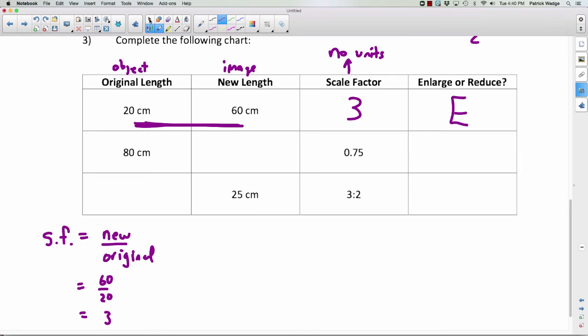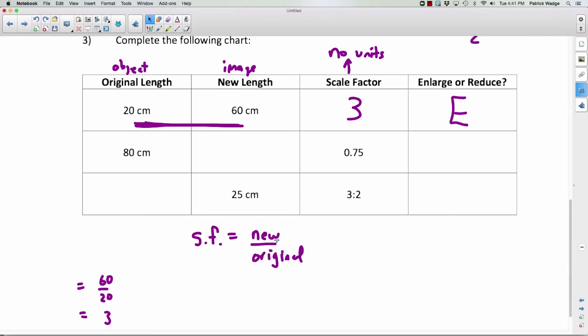All right, the second one. Same formula. I'll move it over here. We know the scale factor this time. It's 0.75. So I'm going to write that down, 0.75. Do we know the new? No, we don't. Well, why don't I call that n for new? Do I know the original? Yeah, I do. It's 80. There we go.